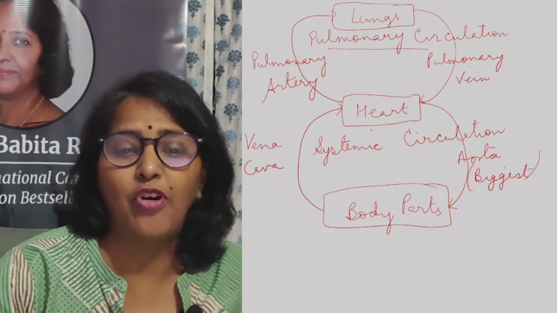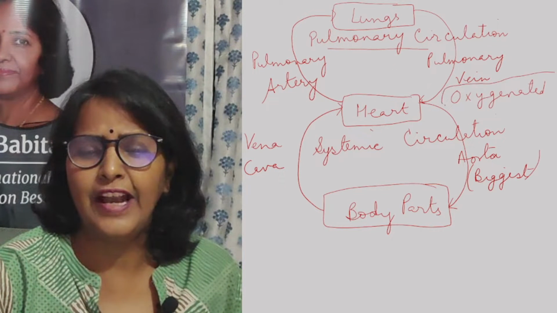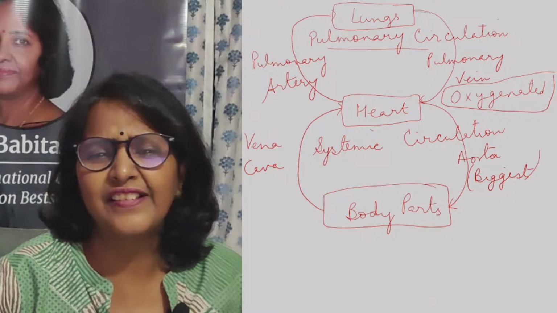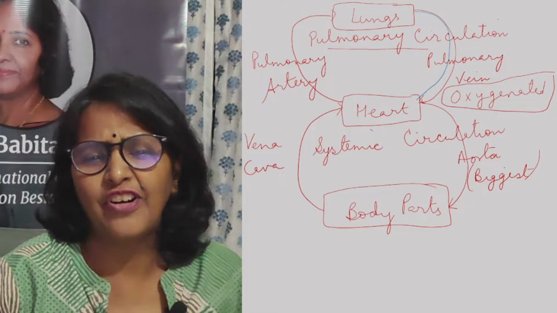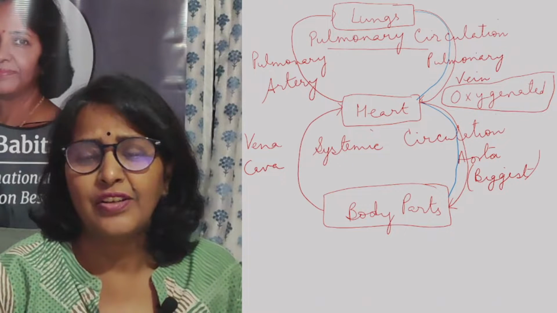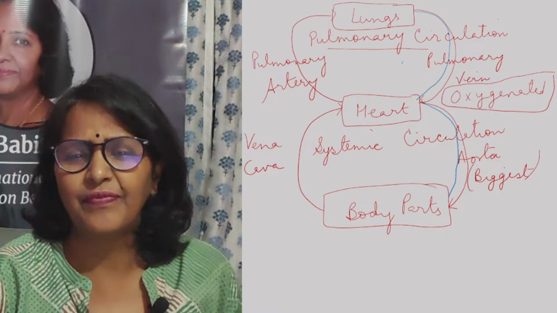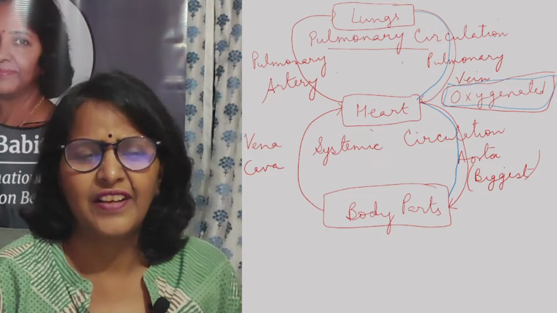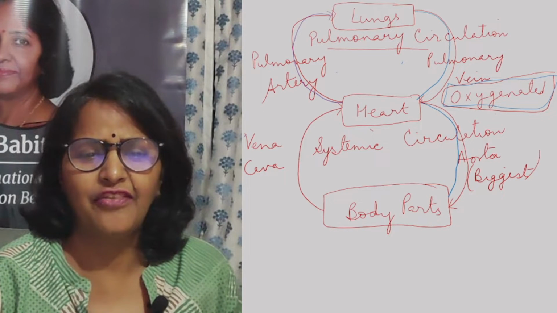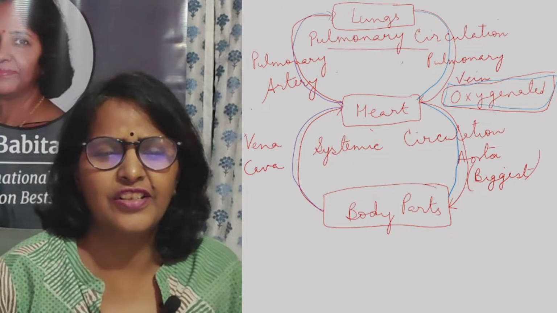When blood is coming from the lungs to the heart, this blood is oxygenated. So we have oxygenated blood in this circulation. Oxygenated blood is coming from the lungs to the heart. If it is moving from the heart to the lungs and from the body parts to the heart, this is deoxygenated blood.